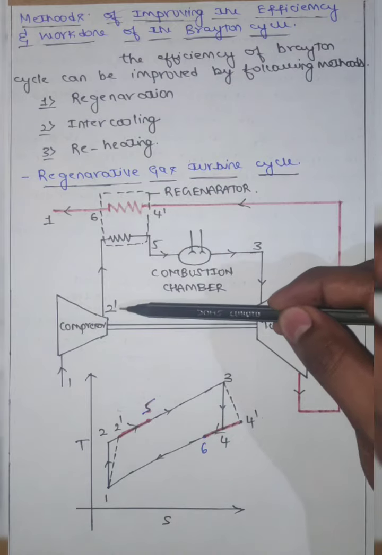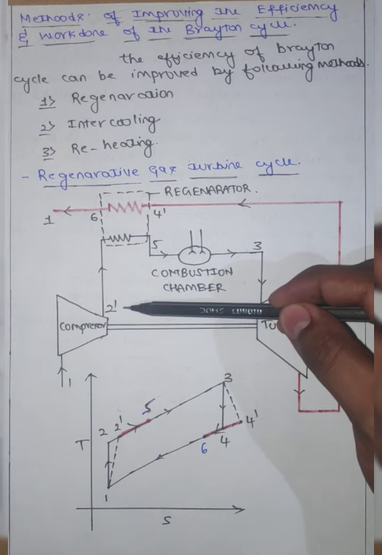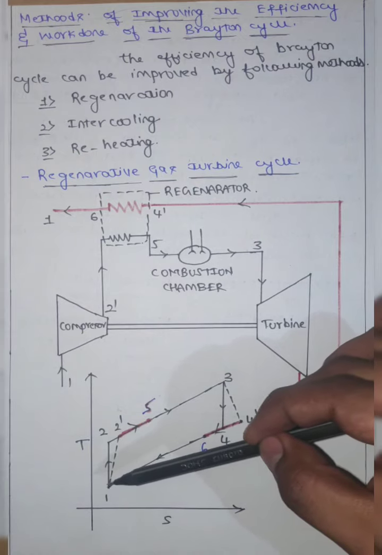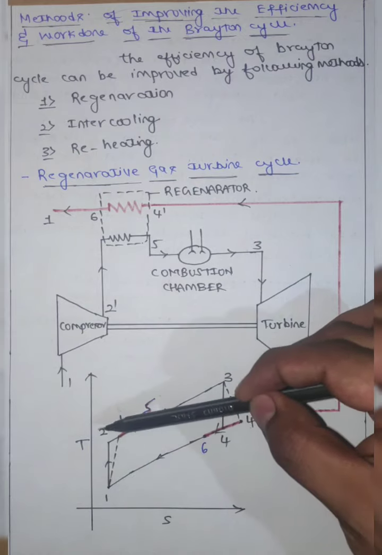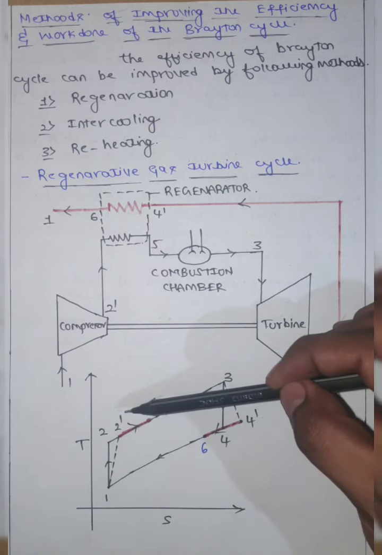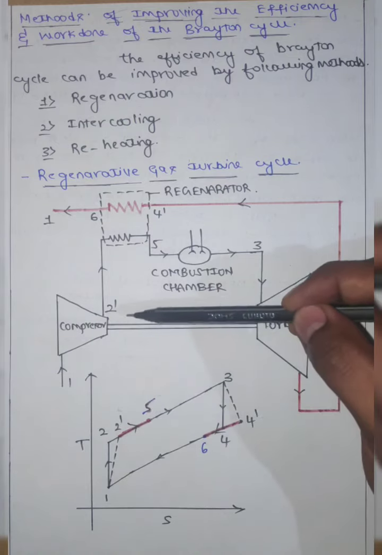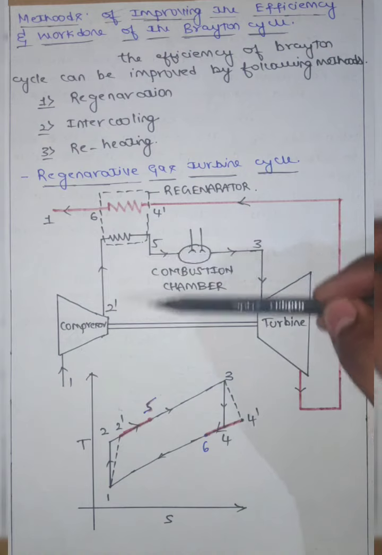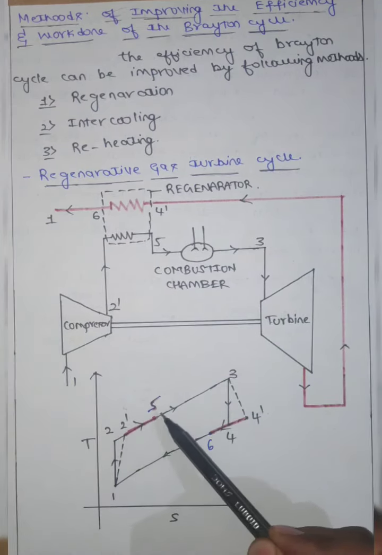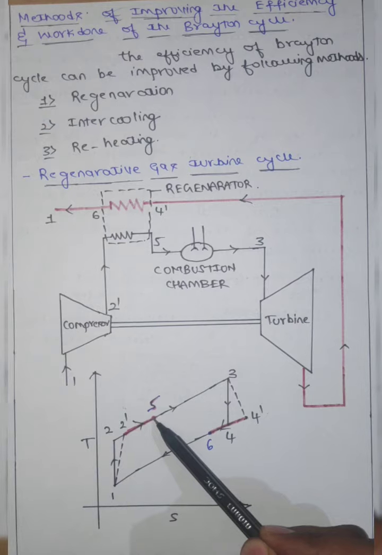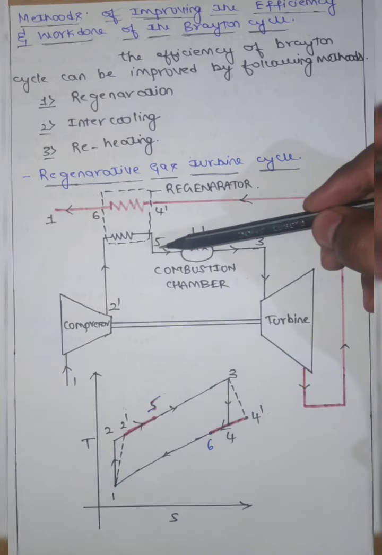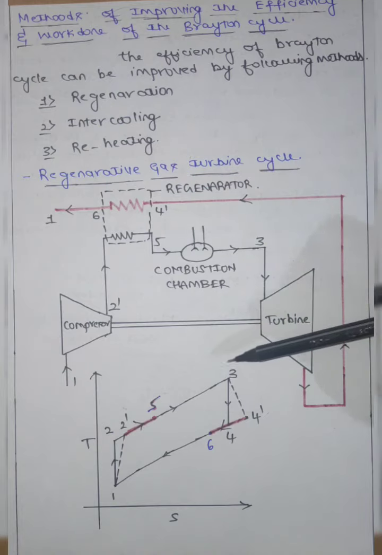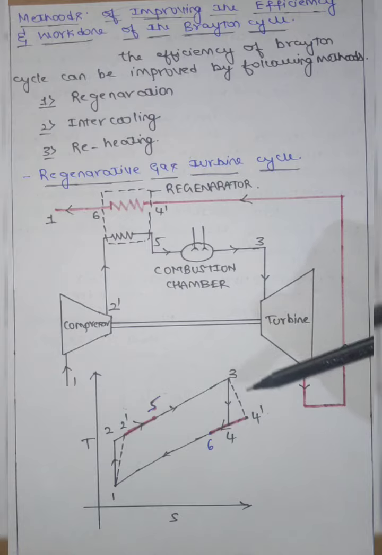Suppose the compressor outlet is at state 2 dash because of inefficiency. Remember it, because of the actual cycle. In the ideal case it must be 1 to 2, but because of the inefficiency it is from 1 to 2 dash. This is the general concept, right? So from 2 dash to 5, see here, you are increasing the temperature from 2 dash to 5 because of the regeneration. From 5 to 3, it is because of the combustion of the gases, the heat is added in the gas turbine. Similarly from 3 to 4 dash there is an expansion process.